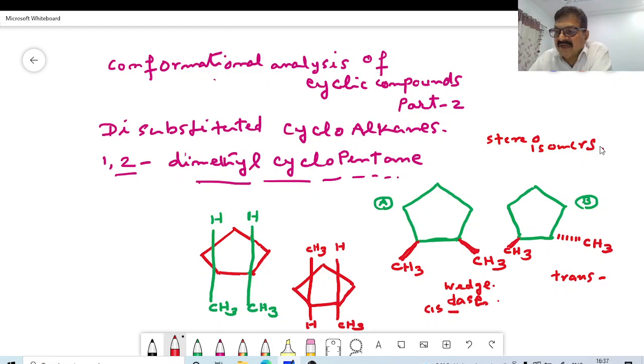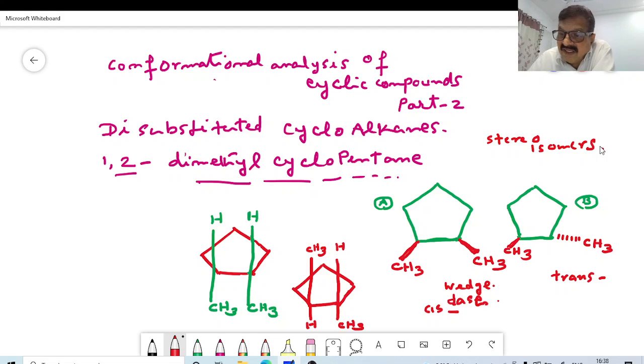Okay, they cannot be interconverted. They are different compounds. Two compounds, they cannot be interconverted. A and B, they are isomers because they are different compounds having the same molecular formula, but they represent a major class of isomers called stereoisomers. Okay, so what are the stereoisomers here? The different arrangements of atoms or groups in space, different spatial orientation, that is cis and trans.